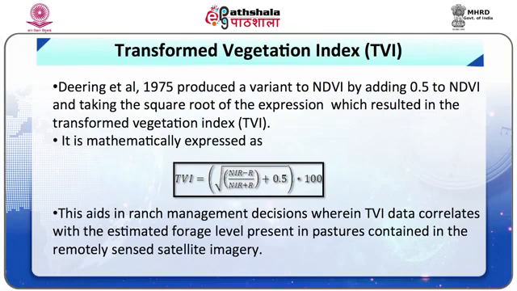It is mathematically expressed as equation 3, where TVI is equal to the square root of NIR minus R divided by NIR plus R plus 0.5, multiplied by 100. This aids in range management decisions, wherein TVI data correlates with the estimated forage level present in pastures contained in the remotely sensed satellite images.